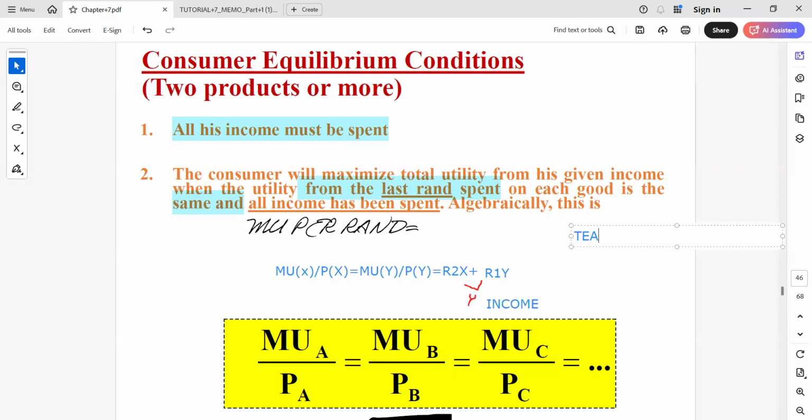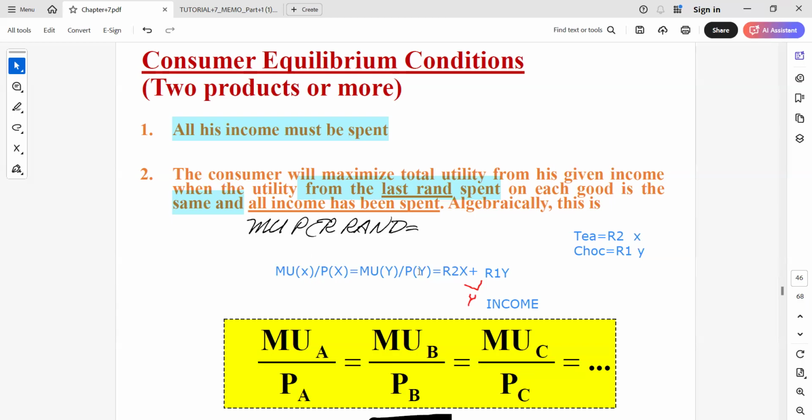So you have tea, which is equal to 2 rand, and you have chocolate, which is equal to 1 rand. Choc for chocolate, and then tea is 2 rand. So your tea is your good X, and the chocolate we will call your good Y. Guys, can you see?